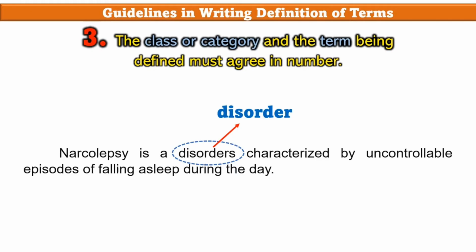Kung babalikan natin ang parts ng definition, narcolepsy is the term, while disorder is the class to which the term belongs. Sabi sa guideline, the term and class should agree in number. Since singular lang ang narcolepsy, dapat singular din ang disorder, kaya ni-remove yung S.